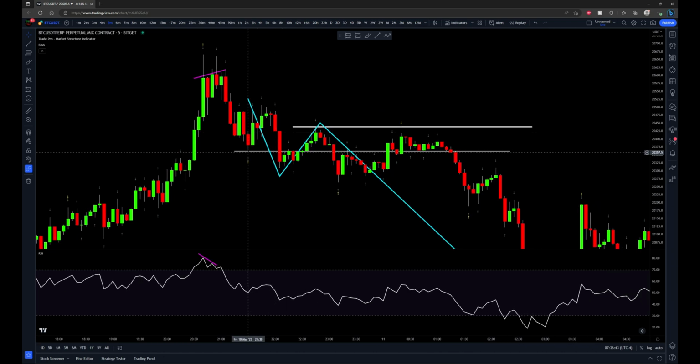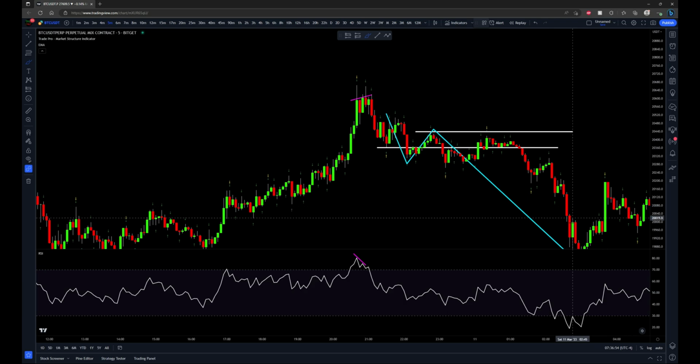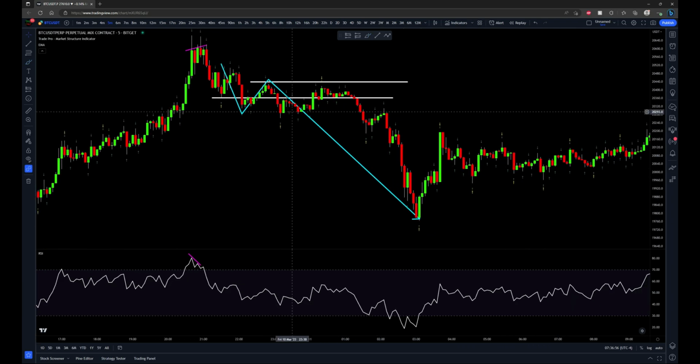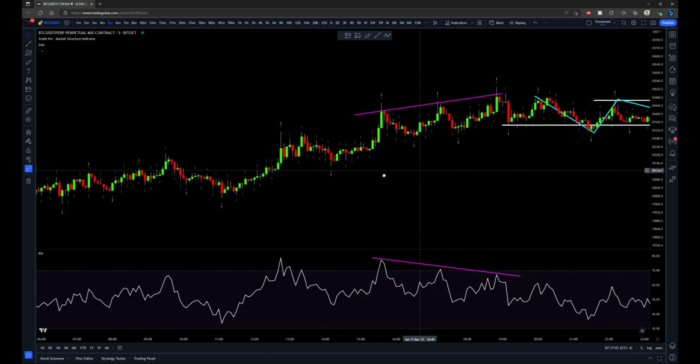Now this one, looking for that break. Breaks right here, pulls back after the market structure break a couple times here, and we get a big follow through to the downside. Okay, that's the setup, shorting up here. Next one right here.